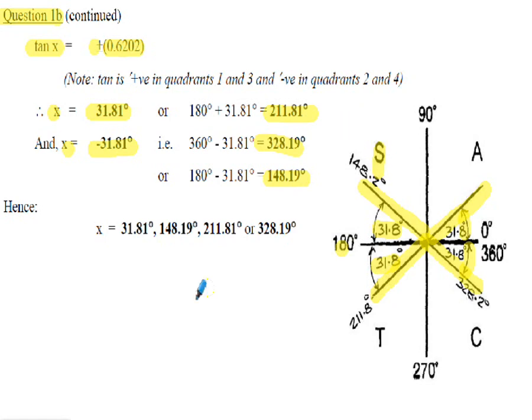So our solutions to this problem, there are 4 of them. x is equal to 31.81 degrees, or 148.19 degrees, or 211.81 degrees, or 328.19 degrees. The 4 solutions here because we've got a plus or minus ratio.